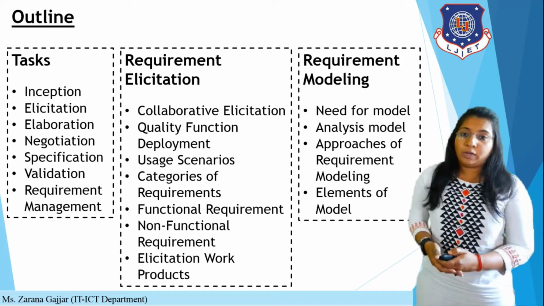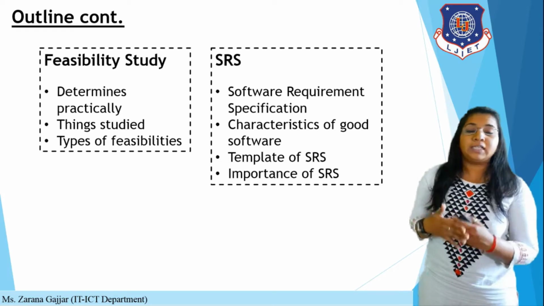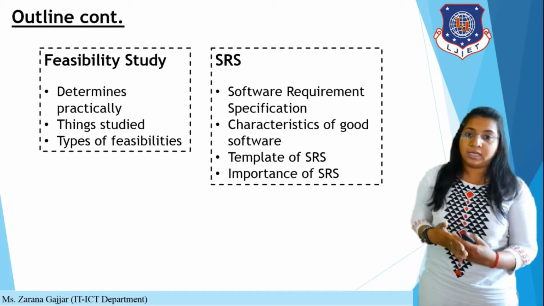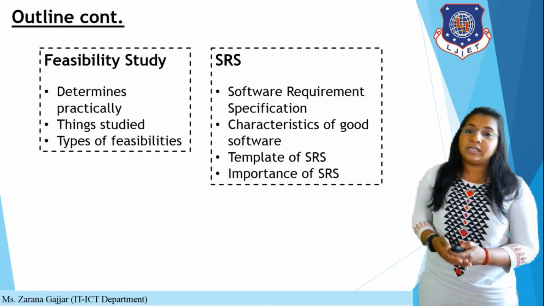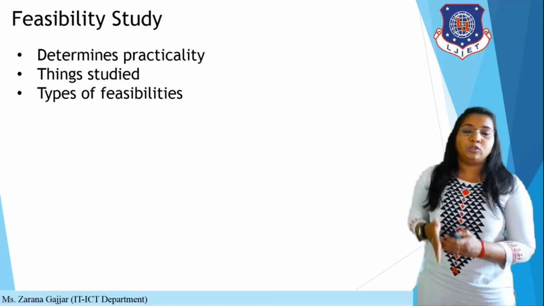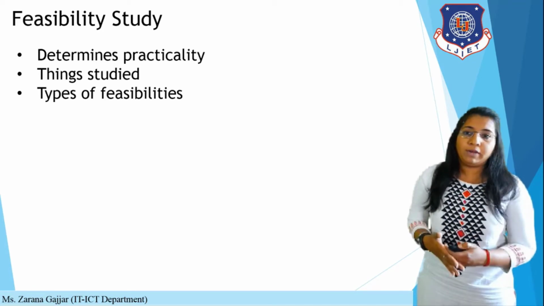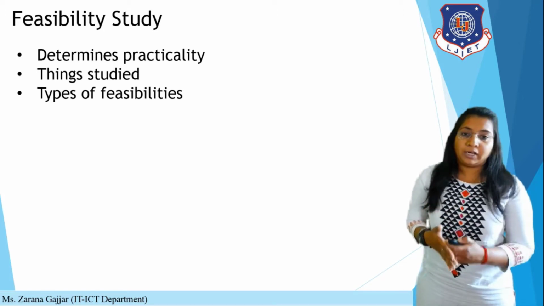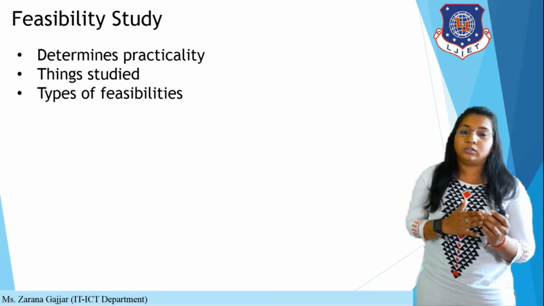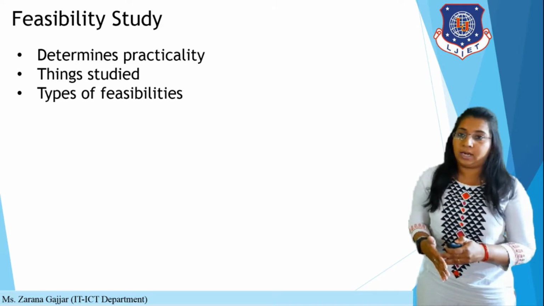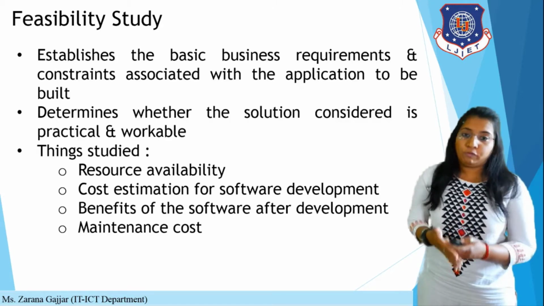So now in today's lecture we will cover the remaining topic of Unit 4, that is Feasibility Study and SRS. SRS stands for Software Requirement Specification. So let's start with today's topic. The first topic is feasibility study. In this topic we will cover what is feasibility, what things are studied during the feasibility analysis, and types of feasibility.